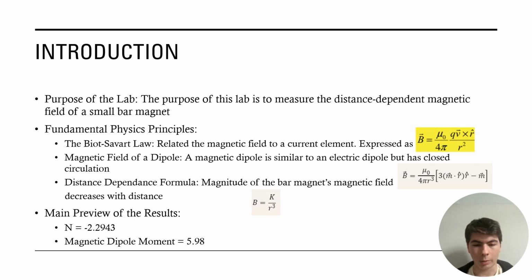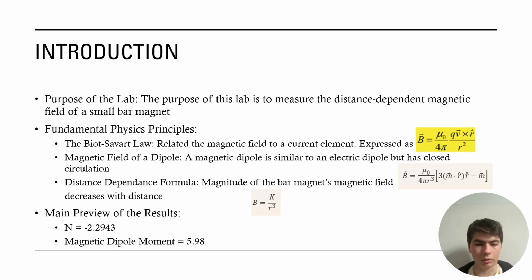The magnetic field of a dipole, which is that a magnetic dipole is similar to an electric dipole, but just has closed circulation, represented as mu0 over 4 pi r cubed times 3(m dot r hat) r hat minus m, as well as the distance-dependent formula, which is that the magnitude of a bar magnet's magnetic field decreases with distance: B equals k over r cubed, where k is just a constant.